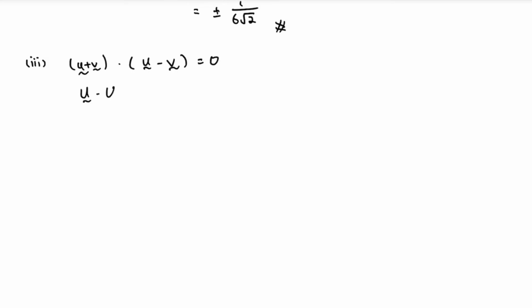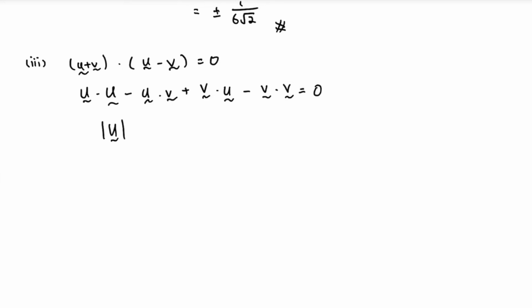You have u dot u, minus u dot v, plus v dot u, minus v dot v, which will be equivalent to 0. As you guys know, when it comes to the dot product, it doesn't matter the placement in which your u and v are. You can swap them about. They still give you the same answer, which is why your minus u dot v and plus v dot u will actually cancel out.